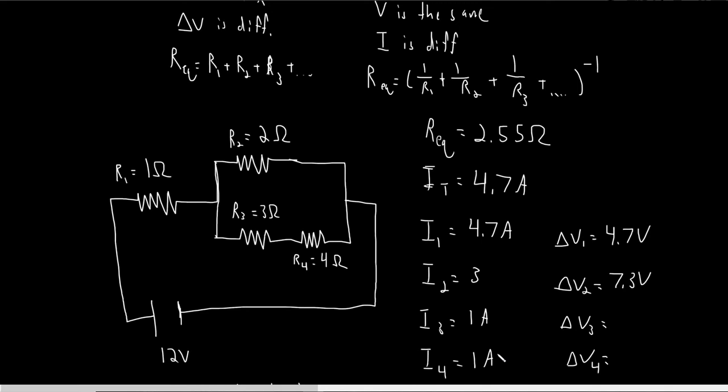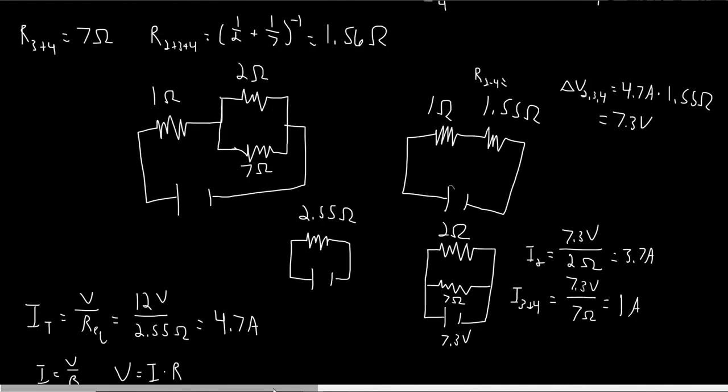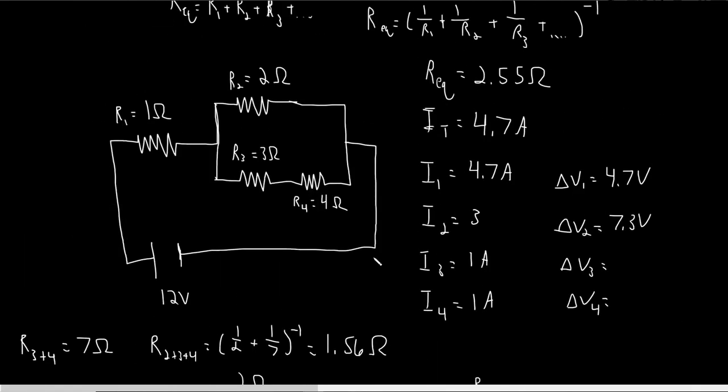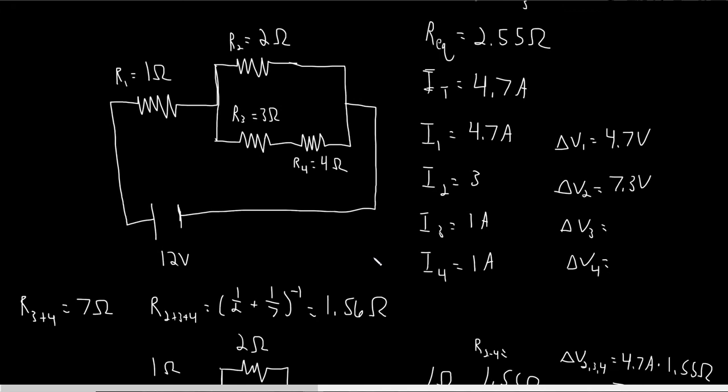So I'm almost done. Now that I know the current going through these two resistors here, I just need to figure out what's the voltage drop across each resistor. Luckily, my job's pretty easy here. I already figured out that to solve for voltage, I just take current times resistance. And since my current is 1, my math got super easy.